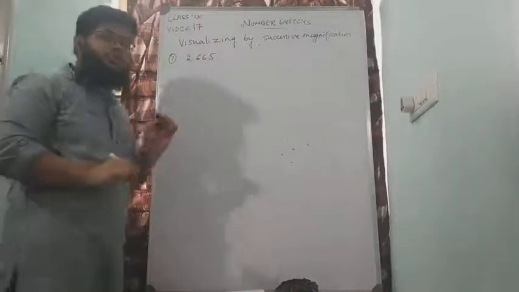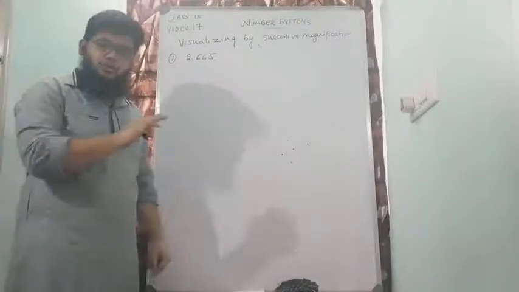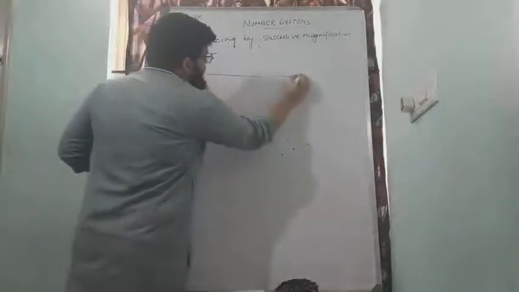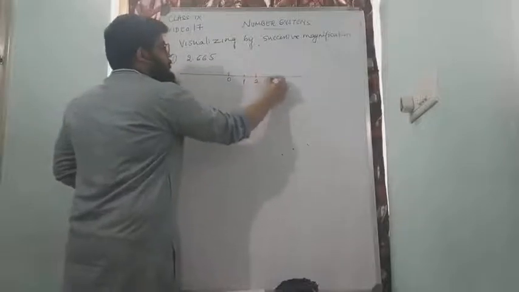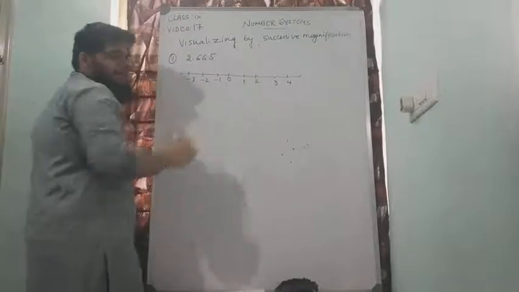So I am supposed to visualize 2.665 on the number line. I should show where 2.665 will come on the number line. What I will do is first draw a regular number line starting from 0, 1, 2, 3, 4, minus 1, minus 2, minus 3, correct?